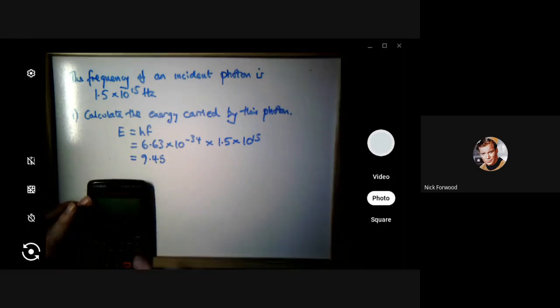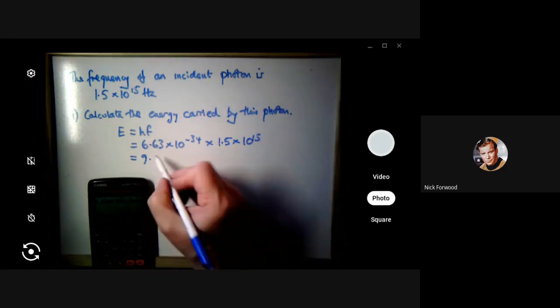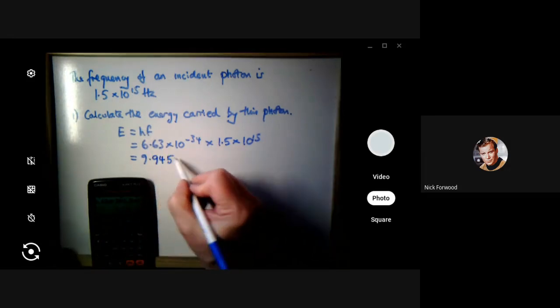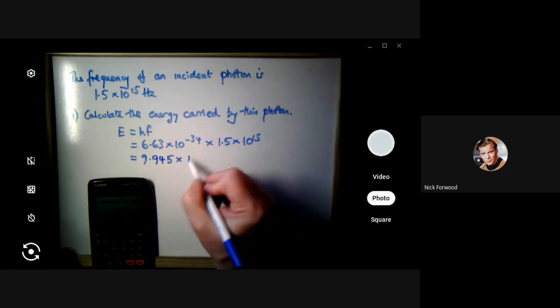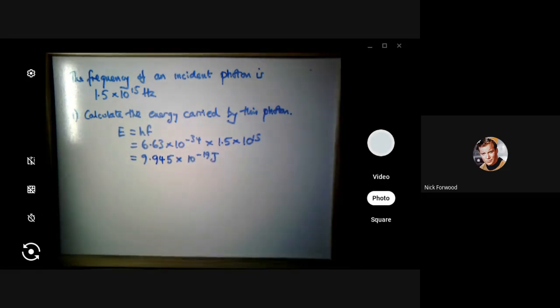I'll just do that very quickly. 6.63 times 10 to the negative 34 times 1.5 times 10 to the power of 15 equals 9.945. I got that wrong. Thought I did. 9.945 times 10 to the negative 19 joules. Okay, do not round this up. Keep the figures because we're going to carry this on into the next part.